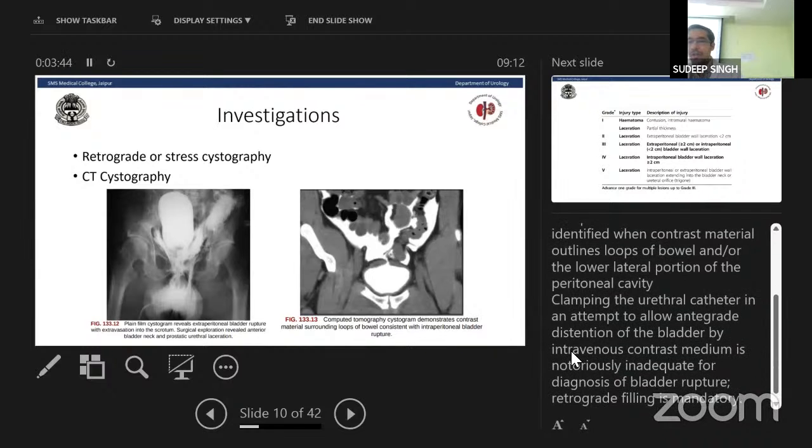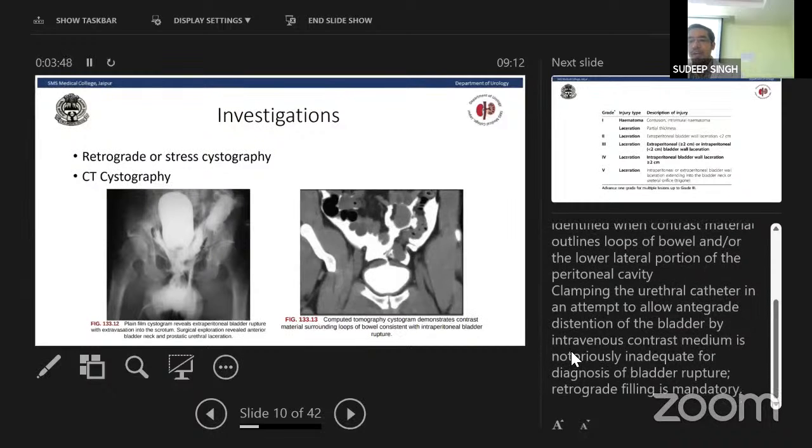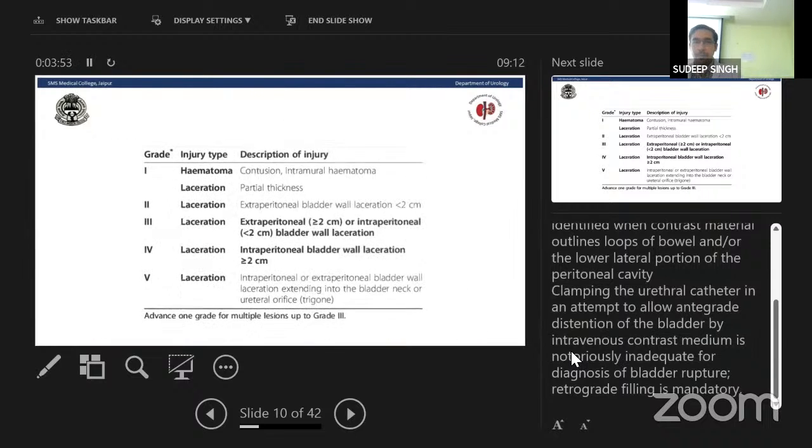So clamping the urethral catheter in an attempt to allow antegrade distension of the bladder may be inadequate for diagnosis. So retrograde filling is mandatory.